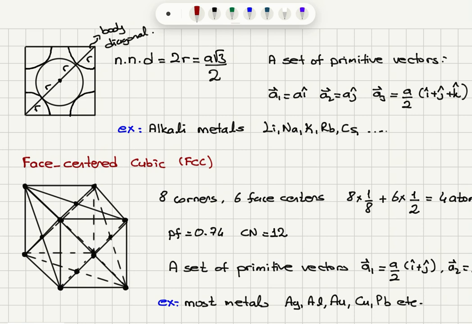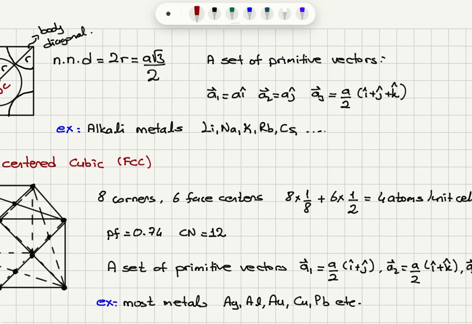Now, since the nearest neighbor distance is a√3/2, here I'm basically looking at the nearest neighbors. This is the atom in the middle, the body center. The nearest neighbors are touching each other, so 4r is equal to the body diagonal, a√3, so 2r is a√3/2.